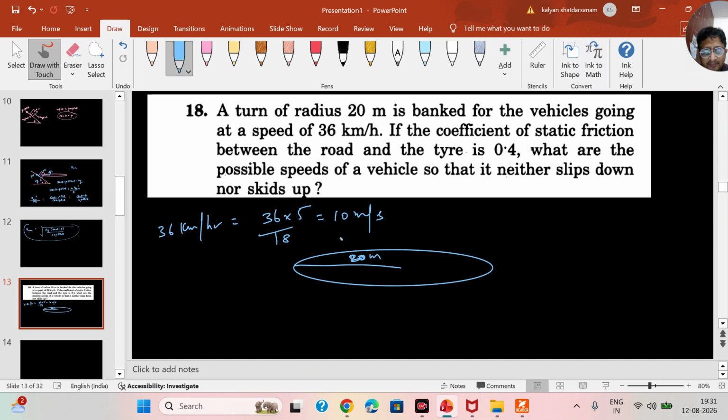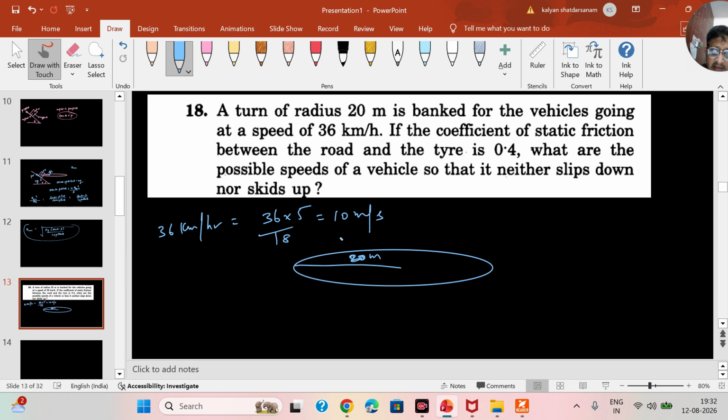Let's understand this term. A turn of radius 20 is banked. Banking of roads, we call it. It means tilting of the road. Banking of road means the road is constructed not flat but tilted, inclined. Now this road is banked for vehicles going at 36 km per hour. What does that mean? That means that if the vehicle is going at 36 km per hour on this road, then no friction acts at that speed.